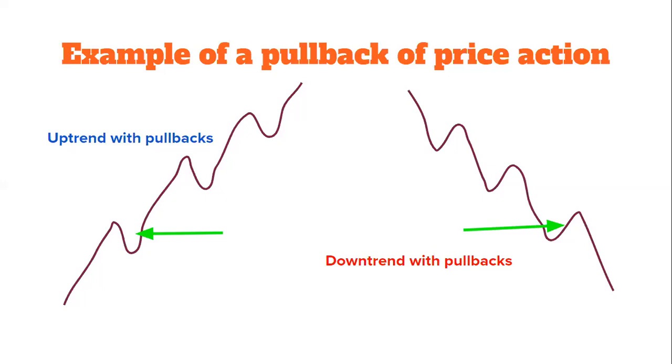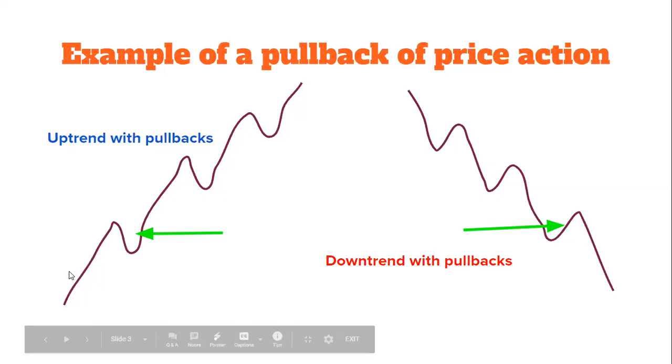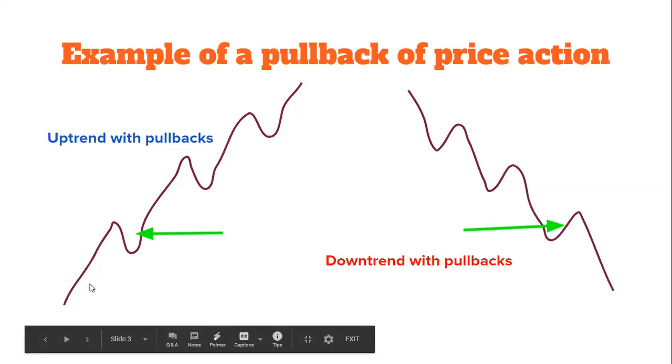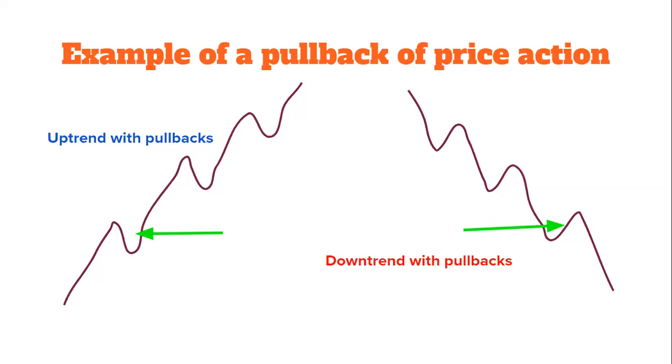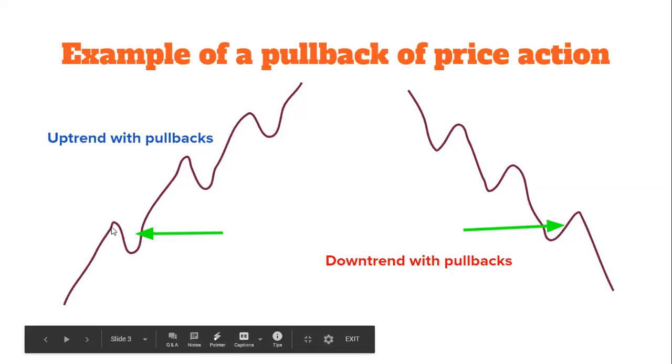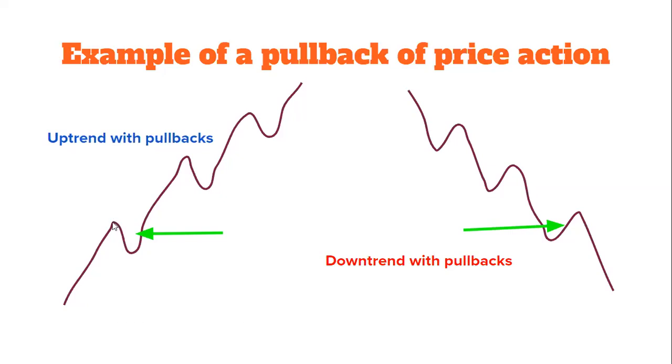So here in this example, we have an uptrend where, if we were using USD JPY as the example, we would assume that USD, the base currency, is strong. And as it goes up, this little pullback is what we call a pullback. Where it goes up and then comes back down is the pullback. That's where the arrow is pointing. And then it continues up. The pullback is the retraction in the market.